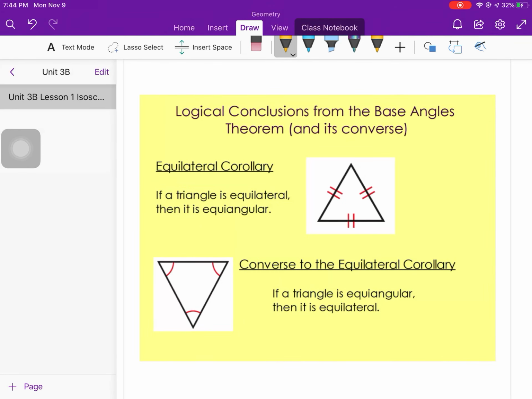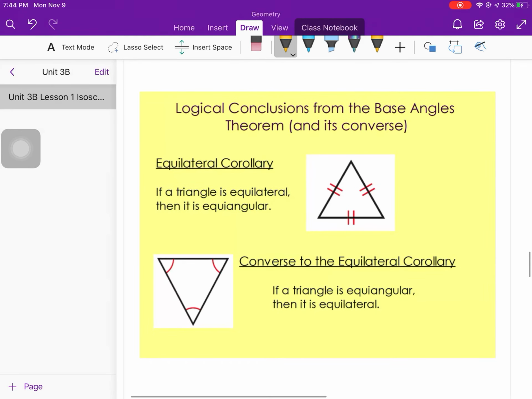So some logical conclusions from the base angles theorem and the converse is what's called the equilateral corollary. And we've already talked about this one before without even realizing it, but if a triangle is equilateral, then it is equiangular. The idea is if all of those sides are the same, it forces the triangle in such a way that all of the angles are also the same.